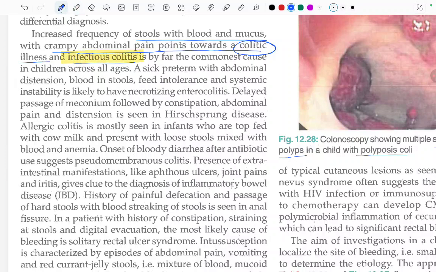A sick preterm with abdominal distension and blood in stools, feed intolerance and systemic instability is likely to have necrotizing enterocolitis. Fine. In whom do we have to suspect this necrotizing enterocolitis?